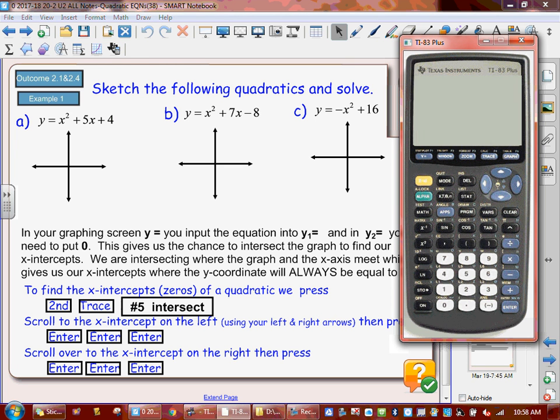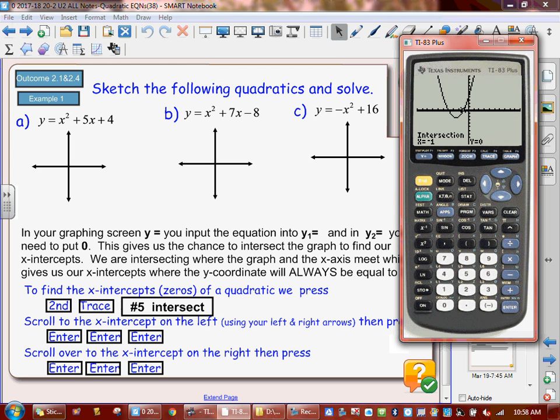We're going to do an intersection. So it's second trace, number 5, and then it's going to intersect both those graphs. Trace is beside the graph button at the top. So hit second trace, now number 5. Now all you have to do is hit enter 3 times. So enter, enter, enter. Now, because we have a curve, wherever your cursor is, whichever x-intercept it's closest to, that's the one it's going to find.